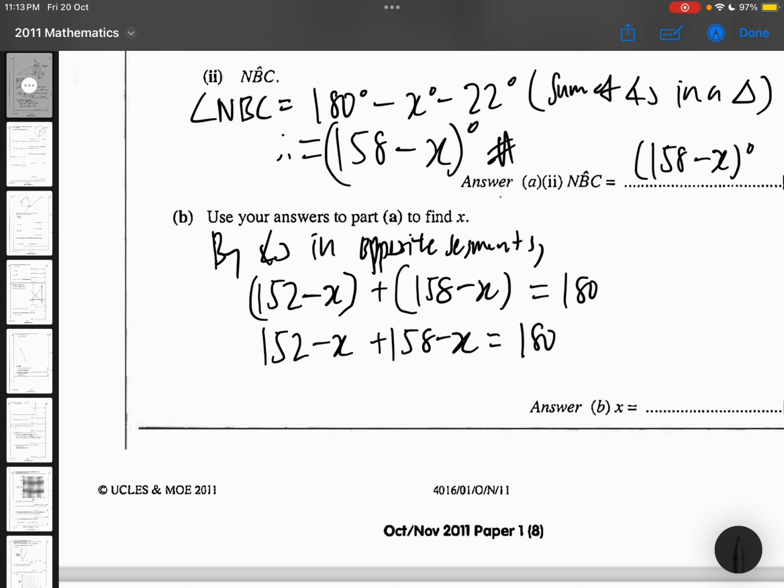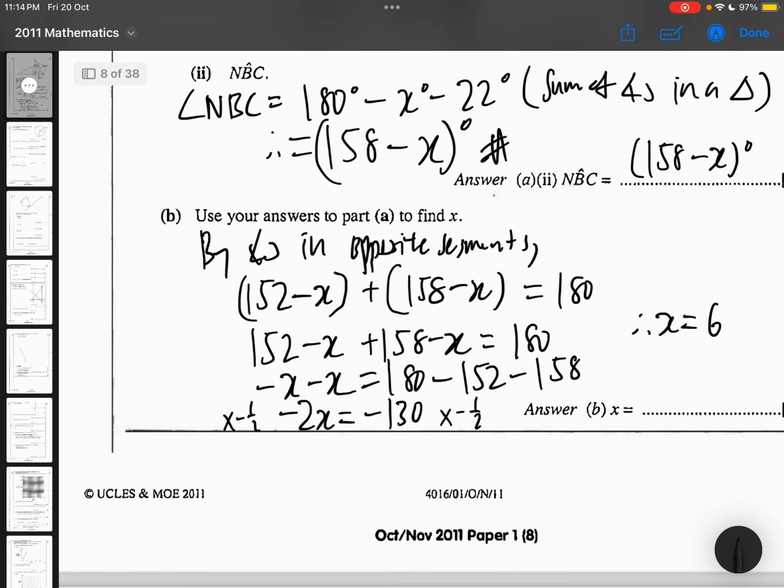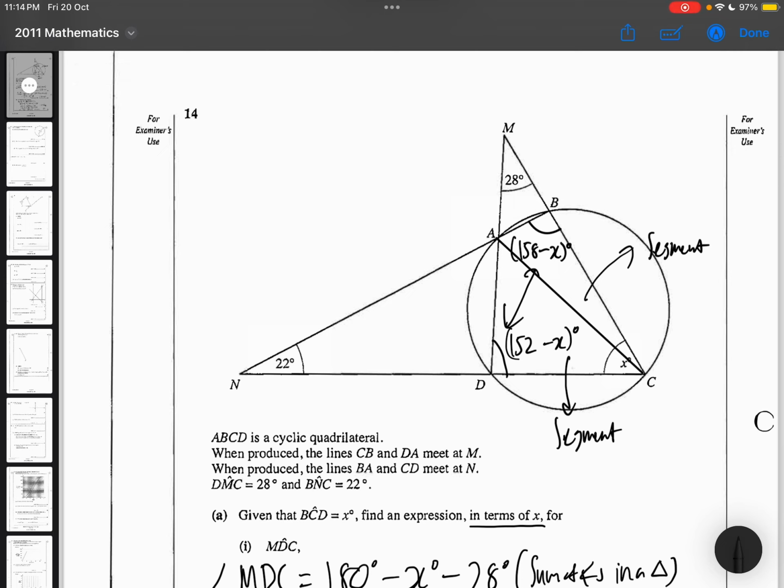I can transfer 152 and 158 to the other side. So on one side I'll be left with minus 2x. Other side I have negative 130. I'll multiply both sides by negative half. And eventually I'll have this value of x, which is 65. And this is question 14 of the 2011 paper.